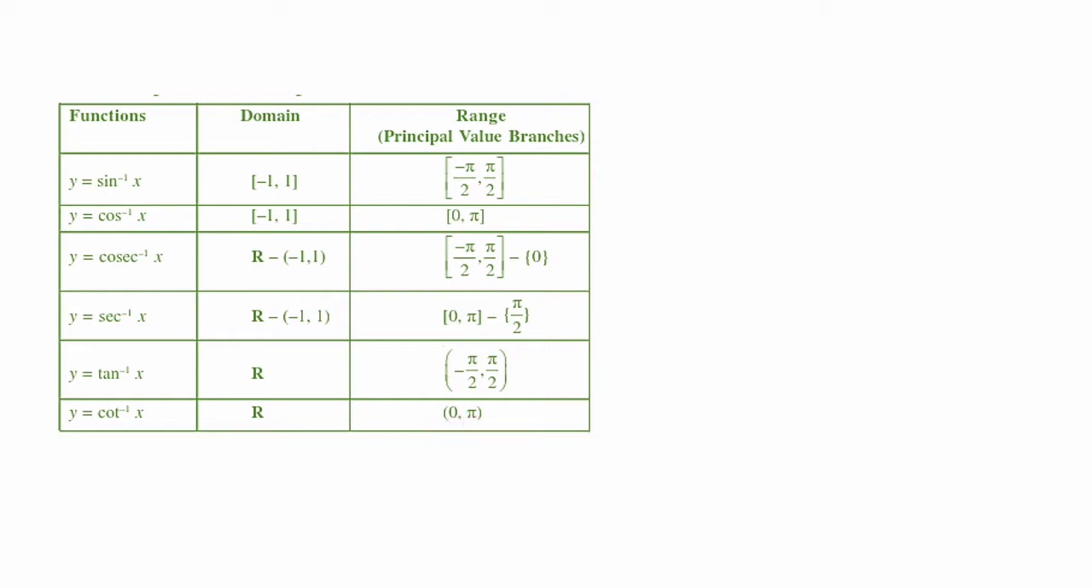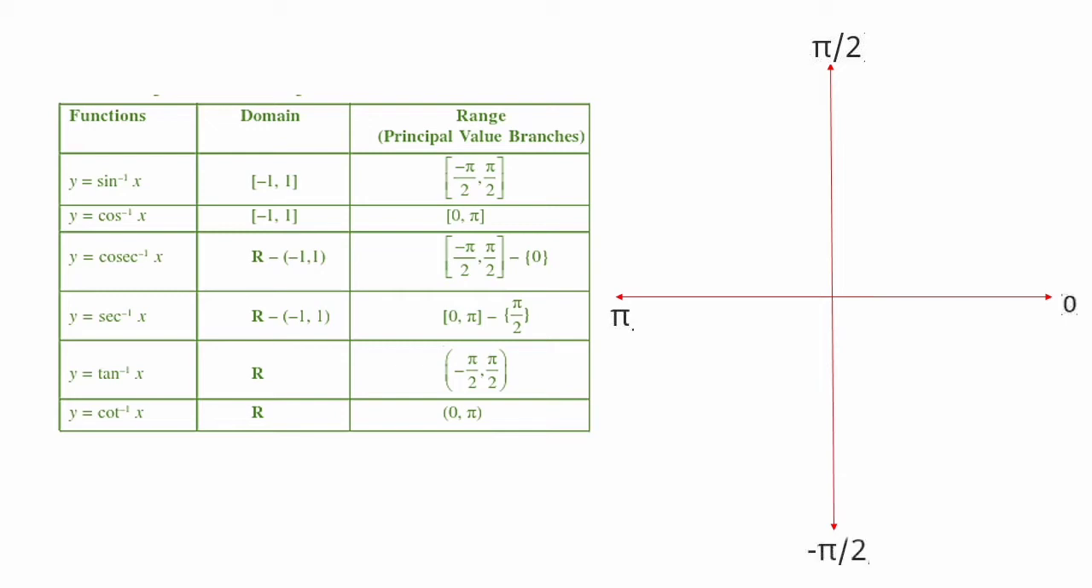In the previous class, we have discussed a trick for recalling this range. For that, we have to draw the x-axis and y-axis, and mark 0, pi by 2, pi and minus pi by 2. These are divided into 4 quadrants, first, second, third and fourth. There are some inverse trigonometric functions whose range lies between minus pi by 2 and pi by 2. So that is sin inverse, cosec inverse, tan inverse. These three inverse trigonometric functions we can write using minus pi by 2 and plus pi by 2.